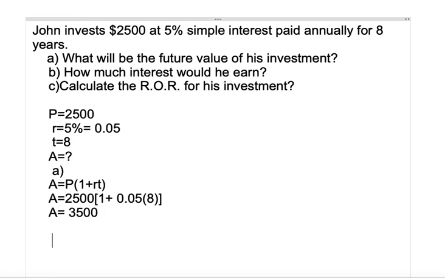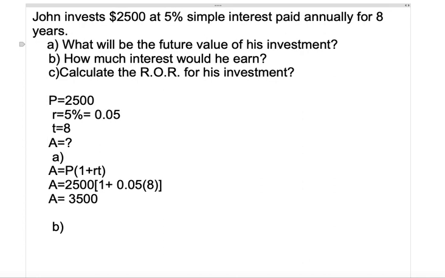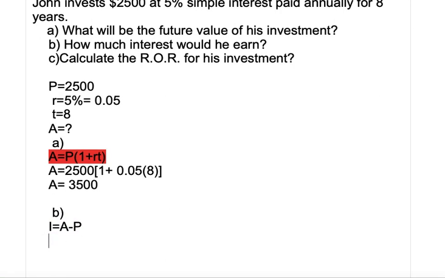Now we can go and answer part B that asks for the interest. The interest formula is I equals A minus P. So you can see it here. We have our A value. Actually, I prefer to highlight this one. This is the formula for the future value. And this is our formula to find the interest.